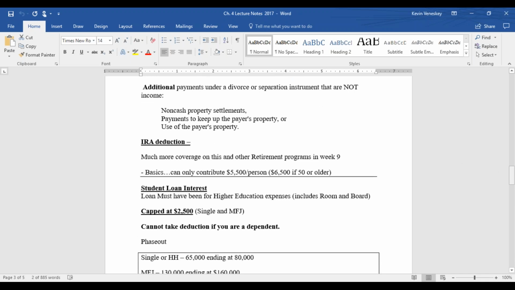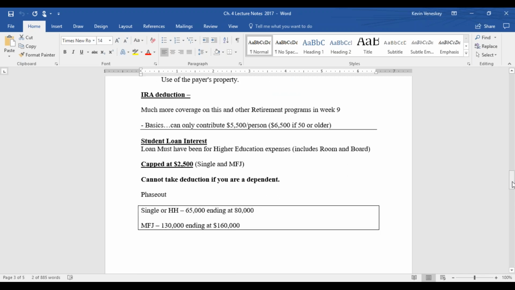IRA deductions. You are allowed a deduction for any money you put into a retirement account. Now, there are quite a bit of rules and income limits. We are going to get into that in much greater detail in week 9, but I just wanted to at least introduce it here, that it is an adjustment to your income. And as long as you meet the guidelines, you are allowed to contribute and deduct $5,500 per person. And then therefore, if you are married, you can deduct up to $11,000 on your tax return. Now, again, there are quite a few stipulations that go along with that. So not just anybody can do that.